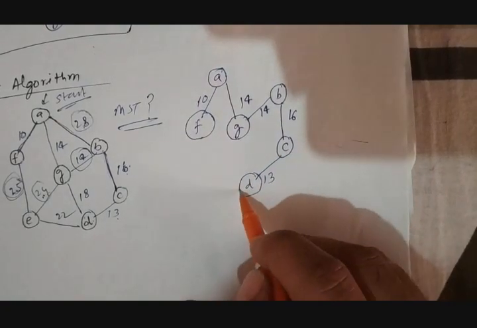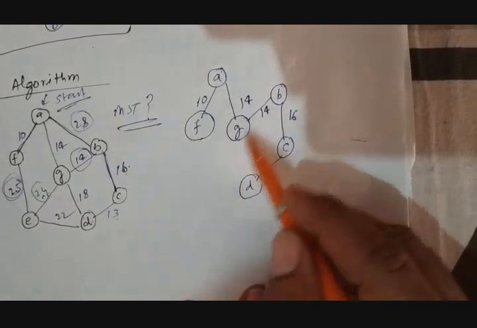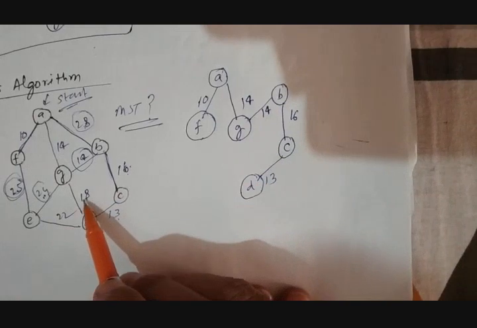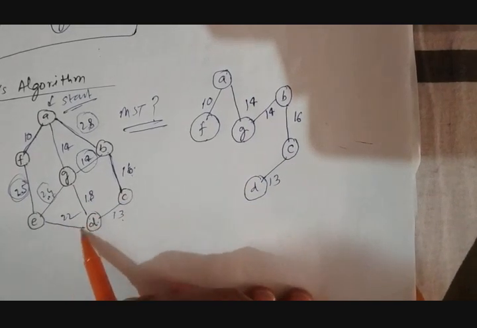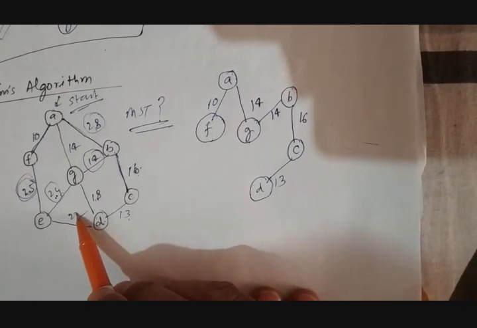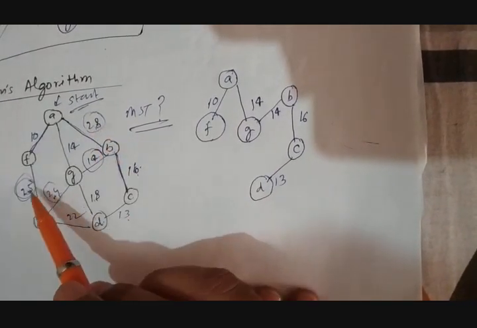Now at this location, we can move this way, but if we move this way, this will make a cycle. So this is not an option. Only this option is there. We can move from D to E, 22. Just see the previous values: 22, 28, 25 and 24.